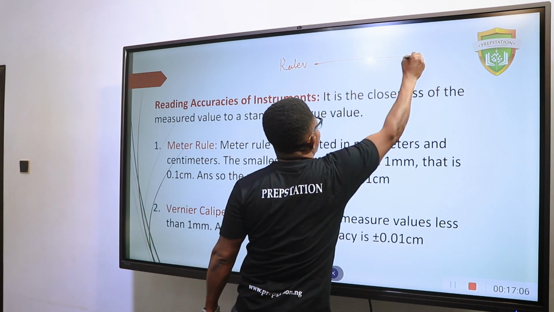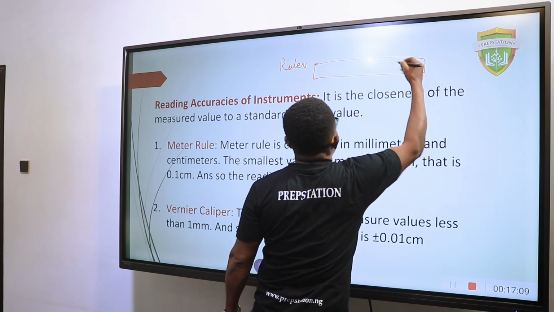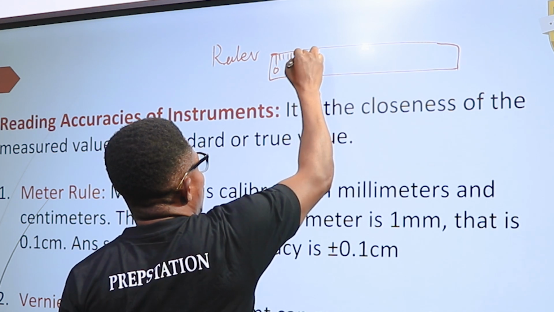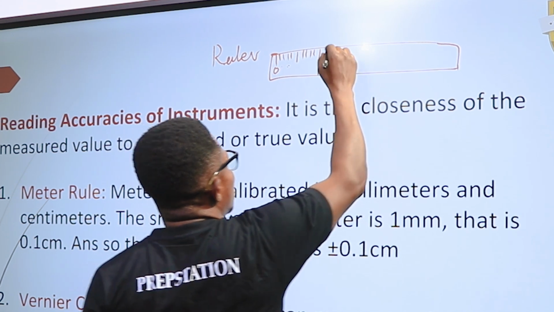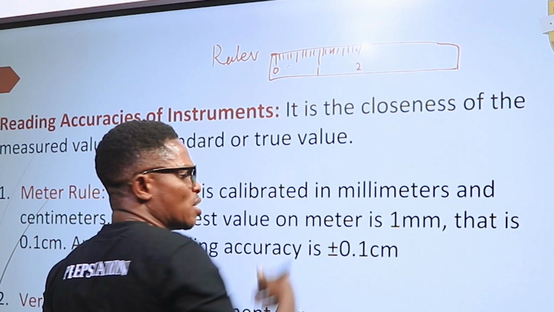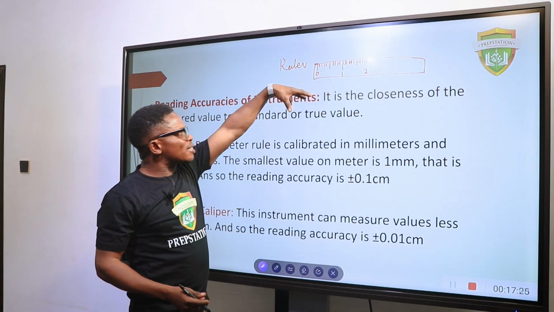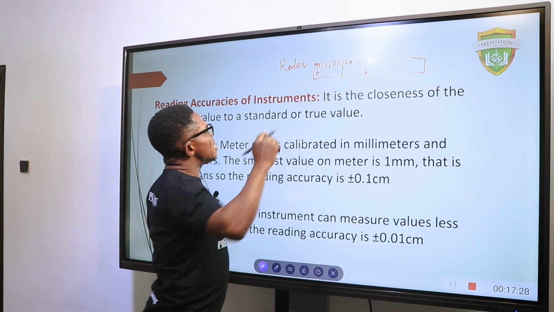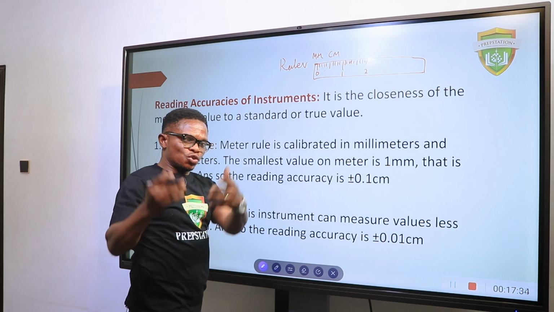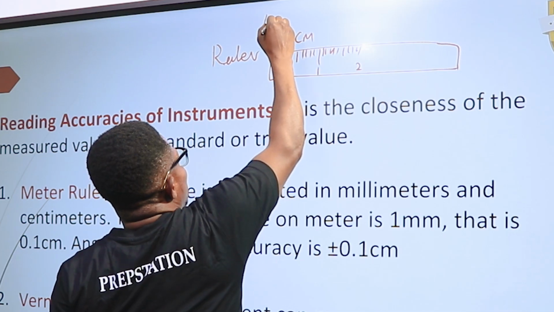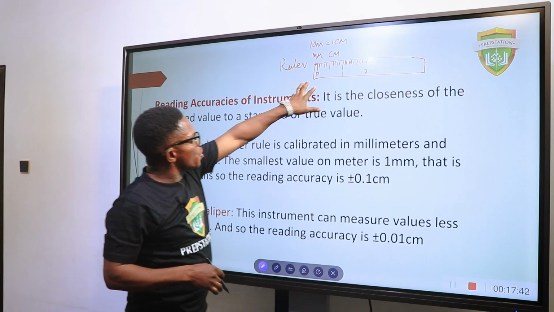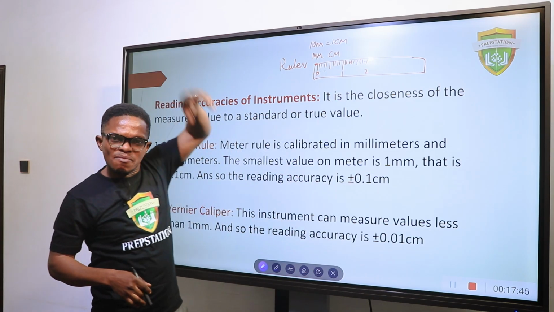And what is a ruler? Sometimes it can be made of wood or plastic, where you have this first zero, then 1, 2, 3, 4, 5. I want to believe you have seen something like this before. Now, the meter rule is calibrated in what? In millimeters and centimeters. And of course, by metric conversion, 10 millimeters is equal to 1 centimeter. Hope you remember that. So on the meter rule, each of these lines represents millimeters.